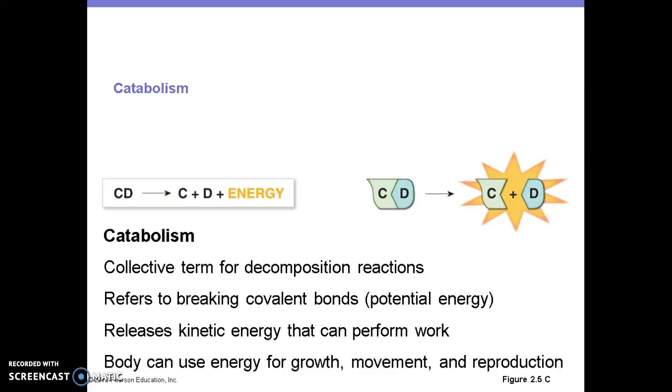Another term for a breakdown or decomposition reaction is catabolism. A catabolic reaction is a breaking down reaction. And so in this case, it's referring to the breaking of covalent bonds. They're covalent bonds holding C and D together. And catabolism is the breakdown. And what's going to happen if this is our nutrients? Let's say this is still the sucrose. We break it down to glucose and fructose because it provides energy that can be used to perform work.